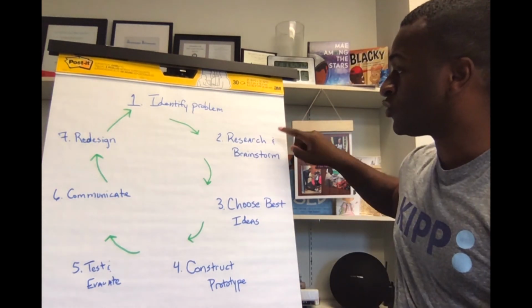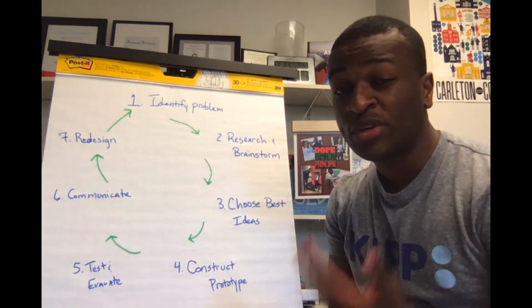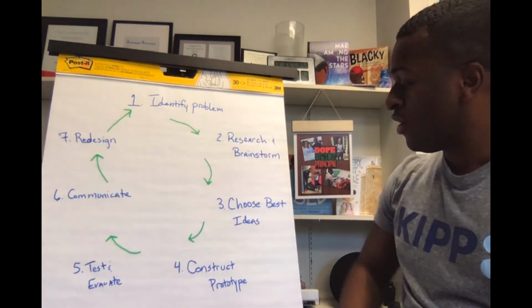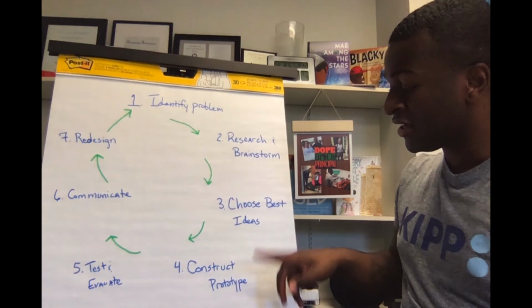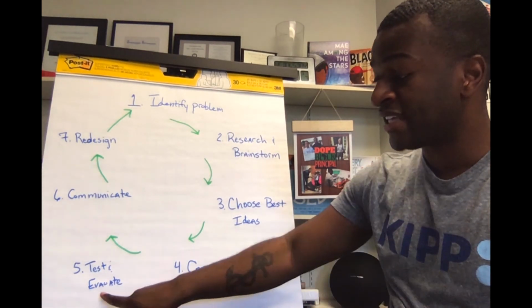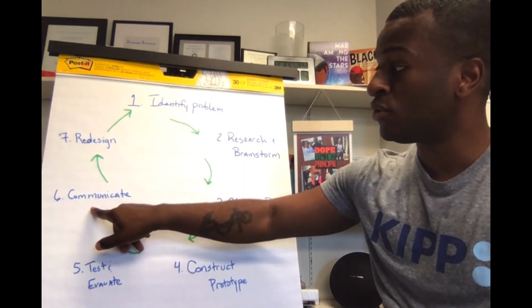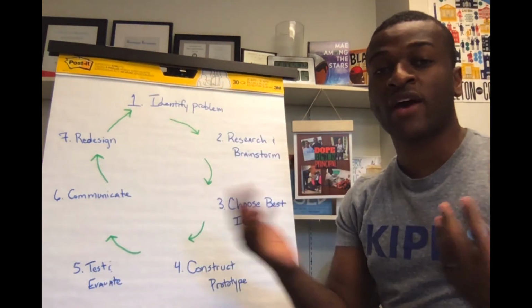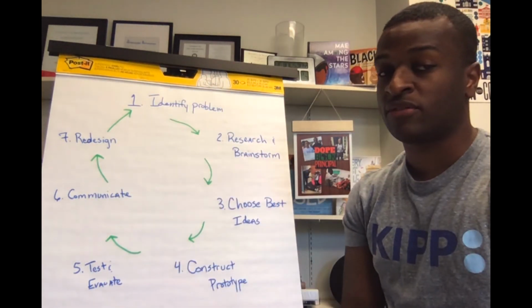The second thing we want to do is research and brainstorm. We want to research and brainstorm ways to solve this problem. We're going to spend time doing that today. We're going to choose the best ideas, construct a prototype, test and evaluate, communicate, redesign, and then we just start the whole process all over again when we find a new problem or if this didn't work the first time.